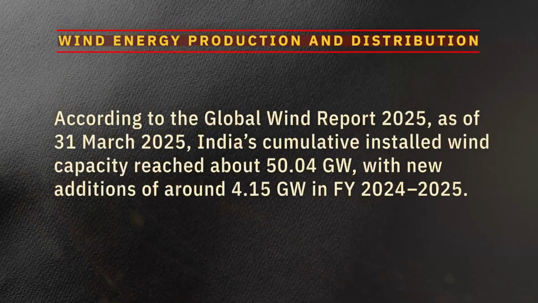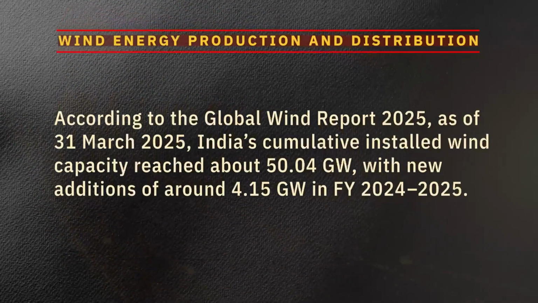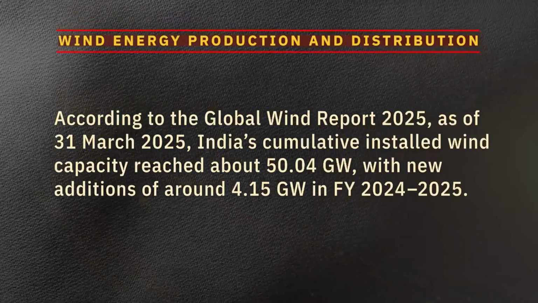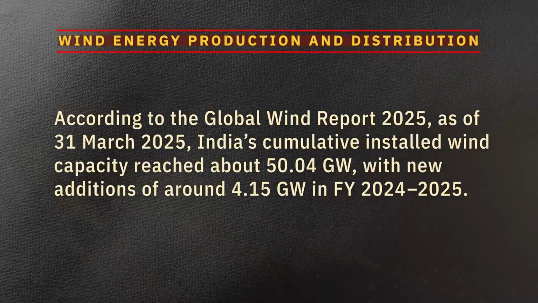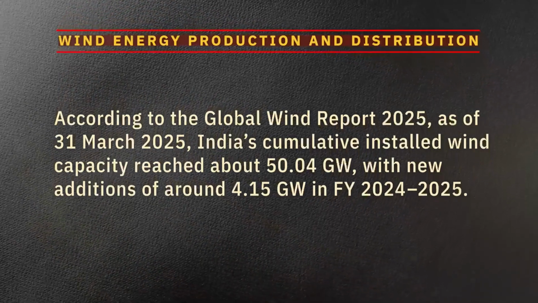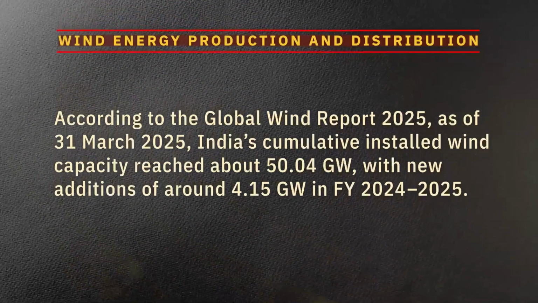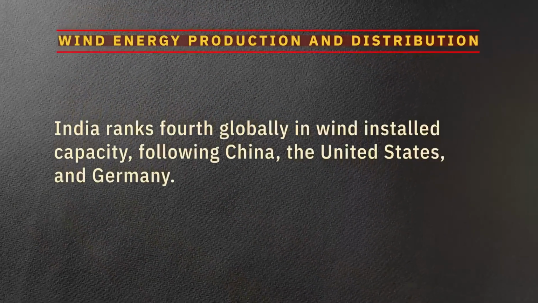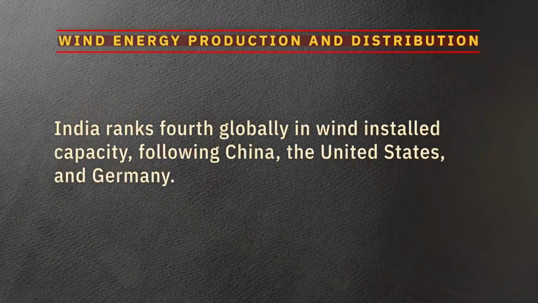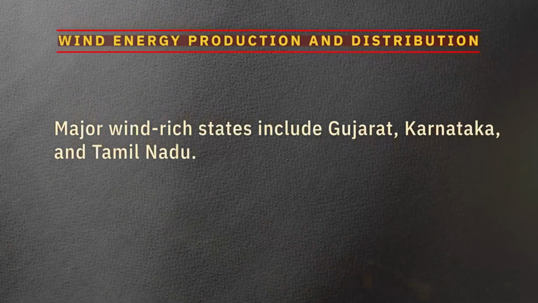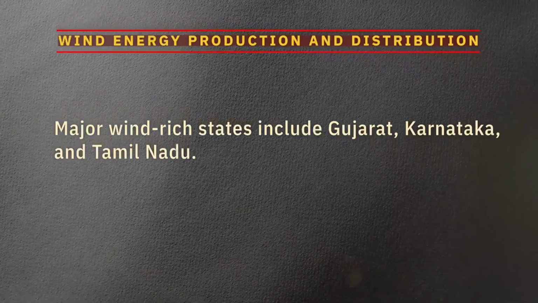Now, according to the Global Wind Report of 2025, as of 31st March 2025, we can see that India's cumulative installed capacity of wind energy generation is about 50.04 gigawatts, and new additions of about 4.15 gigawatts can also be seen in the financial year 2024 to 25. India ranks fourth globally in wind installed capacity, following China, the United States, and Germany. Major wind resource rich states include Gujarat, Karnataka, and Tamil Nadu, and these three states have a very high potential to generate wind power.